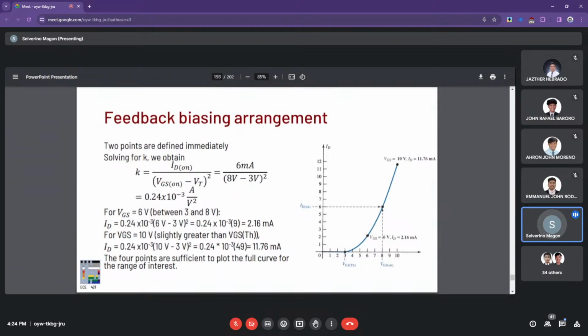Alright, so for the case that the 2 points are defined, where we have the VGS on at 8 and threshold voltage at 3. So we can plot the line right here, no? And the ID on at 6 milliamps. So if you're wondering what it looks like, it kind of looks like this one. So ID on is somewhere here, and the VGS on is here. So we have 2 points provided, and the threshold voltage here.